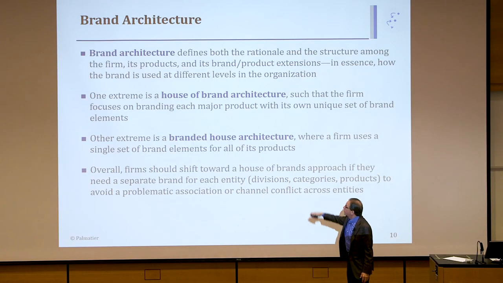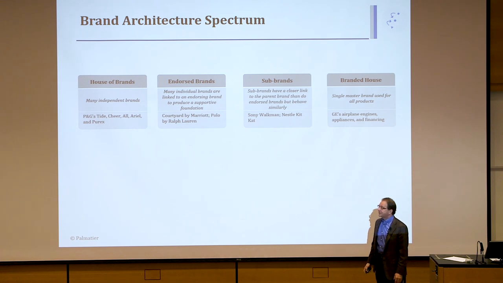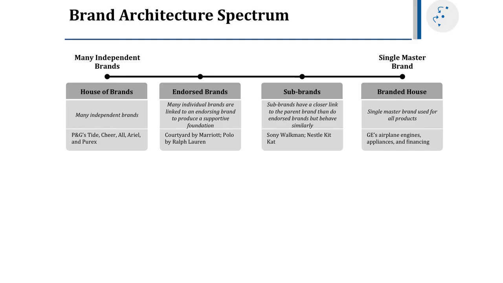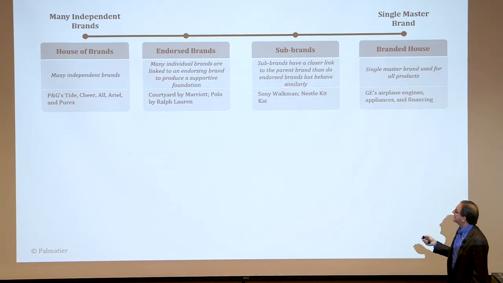So these are the two extremes. Let's look at this graph of it. At one end is many independent brands, and that's a house of brands. At the other end is a single master brand, and that's a branded house. As I described, P&G is Tide, Cheer, All, Ariel, Purex. Those are all brands under one company. Down here, GE: Airline, Appliances, Finance. Now, there are ways to do it in the center.